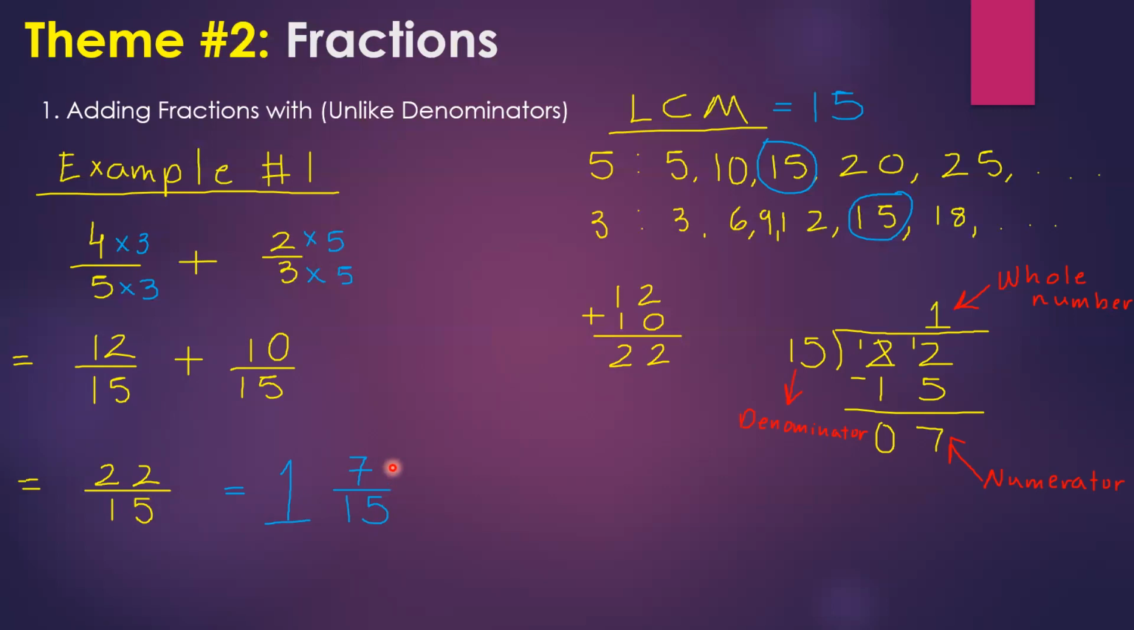You may explain how you do that. Yes, explain. So when you divide 22 by 15, 15 goes into 22 once. So 1 goes on the top, and 22 take away 15 gives you 7. And so your numerator will be the remainder, your denominator will be the regular denominator. The numerator is 7, the denominator is 15, and the whole number is 1. Okay.